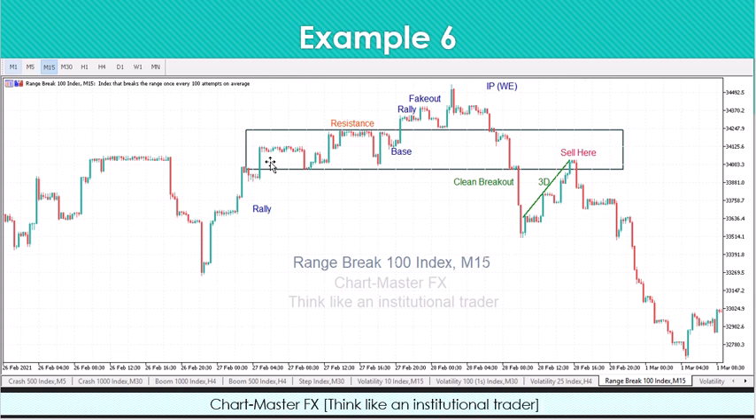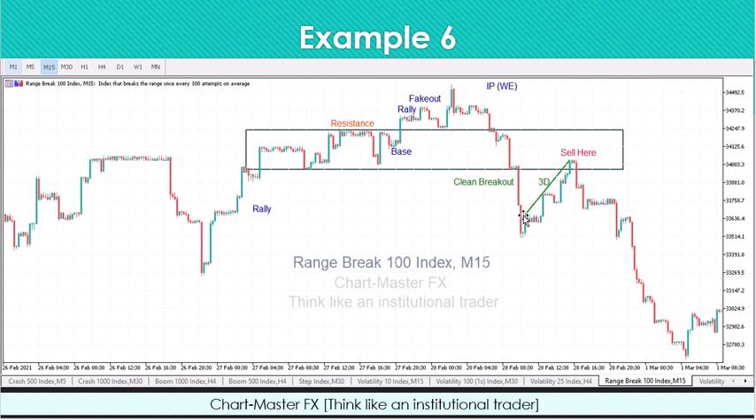So here in example number 6, we are again on Range Break 100 Index M15. So here guys, we have a rally base rally. So once we have a rally base rally here, we can see that there was a kind of a resistance here, and the price actually made a fake out. So when the price came back, it must come back with a higher momentum. It should not be stopped by this base, guys. It should just go straight without anything stopping it.